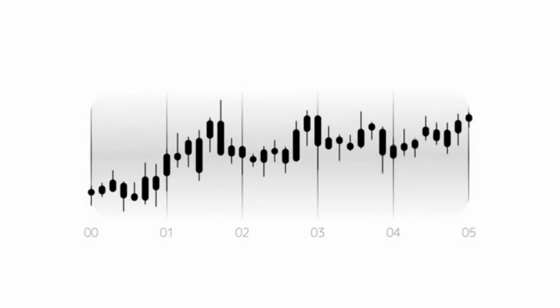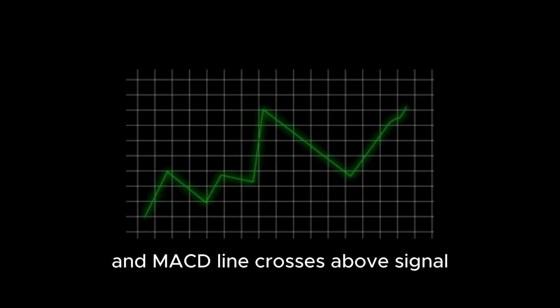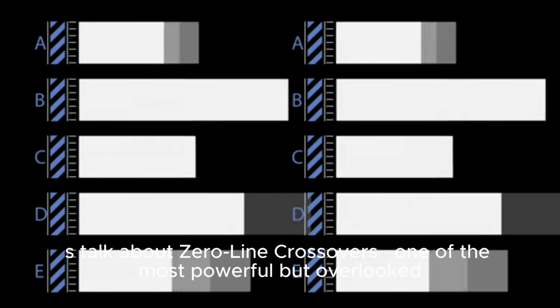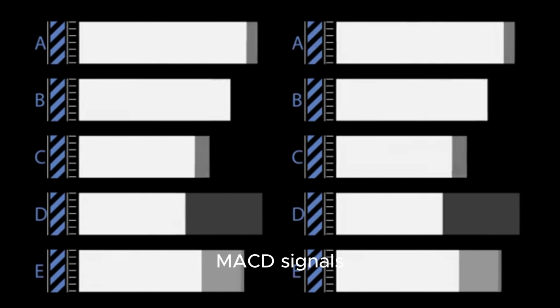USD/JPY makes a fresh low during an Asian session dip, but the MACD histogram starts rising, making higher lows. That's bullish divergence. Now price hits a 61.8% fib retracement, prints a hammer candle, and the MACD line crosses above the signal line. That's 3 layers of confirmation. That's your trade. Next, let us talk about zero-line crossovers, one of the most powerful but overlooked MACD signals.